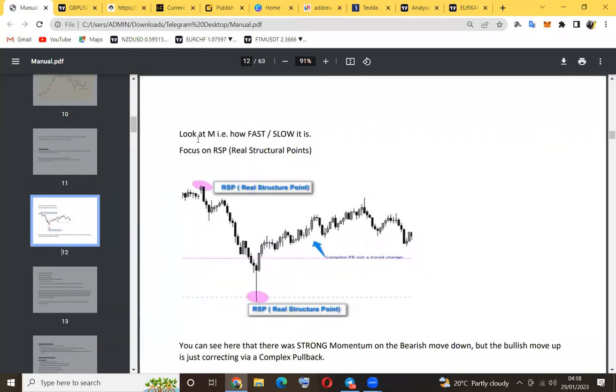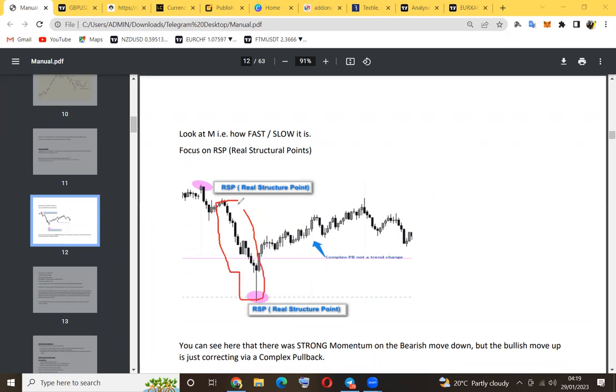So look at this chart here, how fast, how slow it is, focus on the real structural point here. This is the real structural point. Look, this is a complex pullback. I want you here to focus on the momentums that this market had. From here, for example, from selling at this momentum that the market took to sell down here.